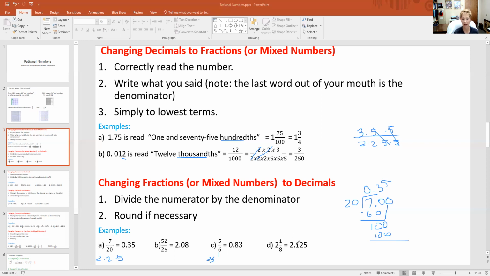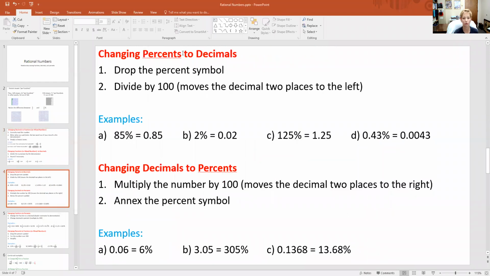So I got 2 and 125 thousandths. All right, so we've already been over how to do that, so hopefully that's not a problem for you. Okay, now this is the part that's new. What if I told you, though, that I gave you percents and I wanted you to change them to decimals?